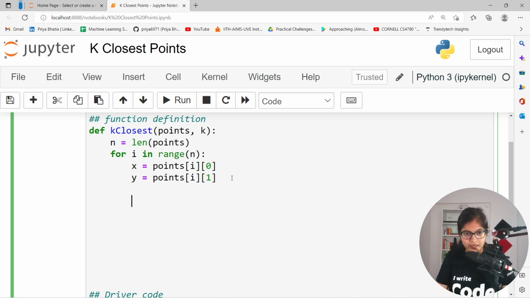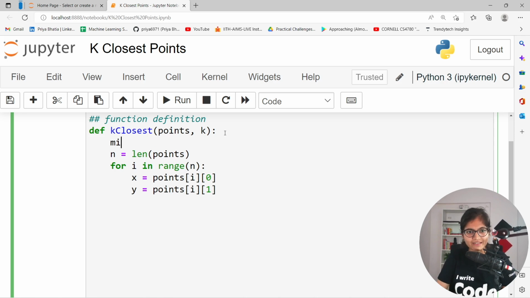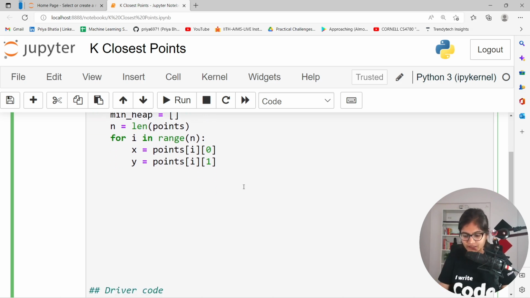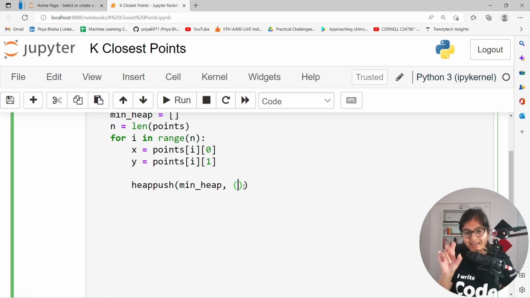Perfect. Now what we want is to create one min heap. So inside this function, we can create one list which will be responsible for storing the elements of the min heap. We can simply apply heap push. Inside that, I want to push into the min heap two elements mainly.